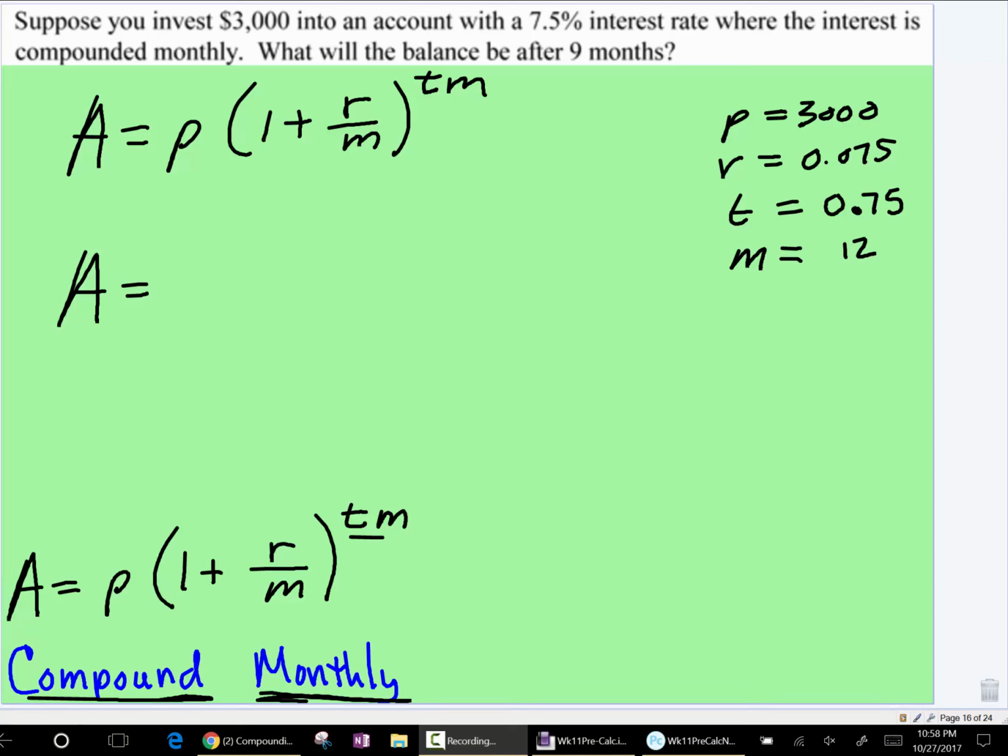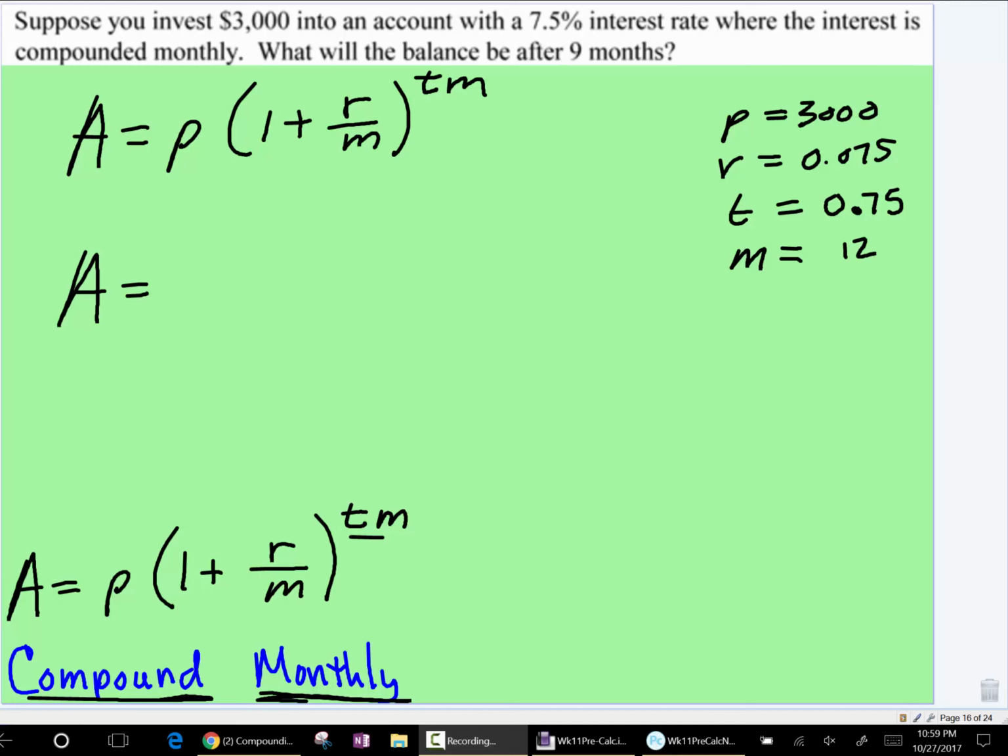Okay, now we're investing monthly. It's compounding monthly, not continuously, so there is no E in this formula. Here's the formula: the account balance is equal to the principal times 1 plus the rate over the number, because we're doing it monthly, over M, raised to the time times M, or monthly, right?